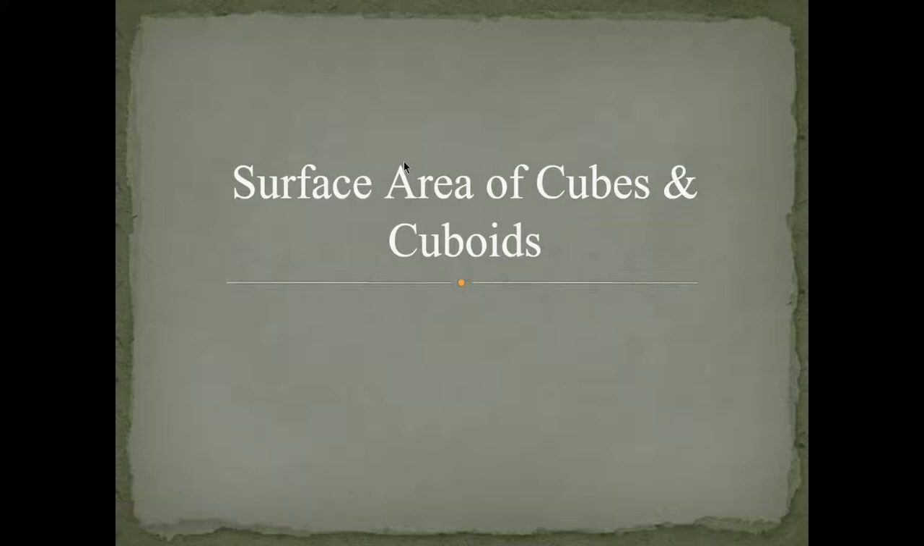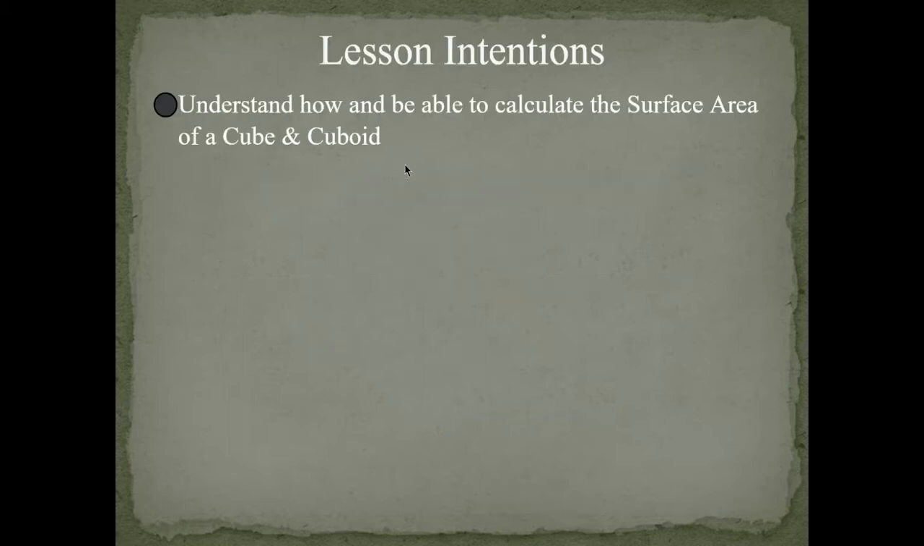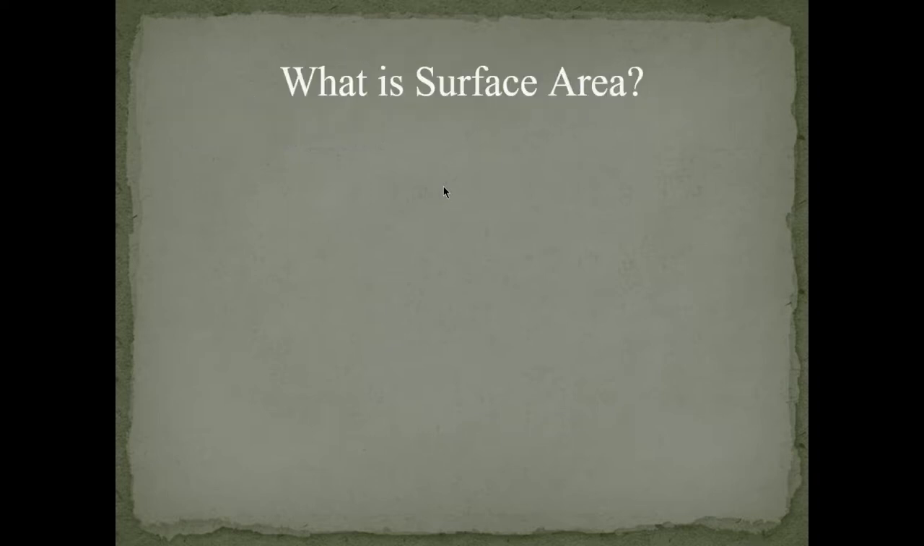We are now going to calculate the surface area of cubes and cuboids using all the information that I talked about in the last video with the number of faces of the solid, the type of faces, and the formulae for calculating the area of these faces. The lesson intention is therefore to understand how and be able to calculate the surface area of a cube and cuboid. We will then look at working out the surface area of other shapes.